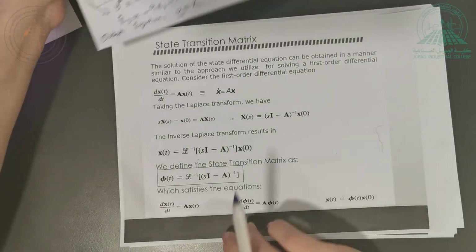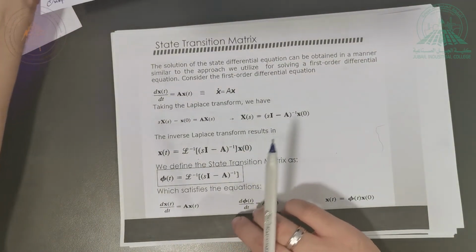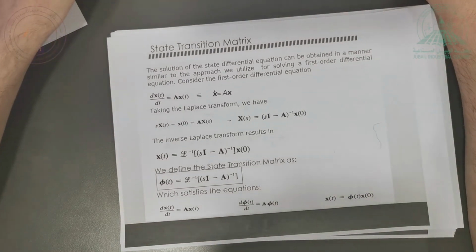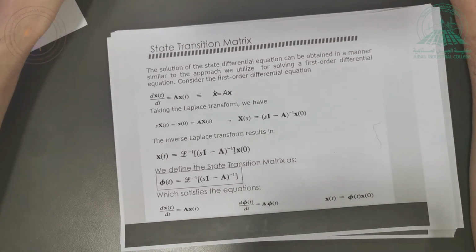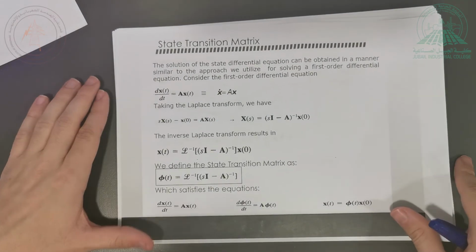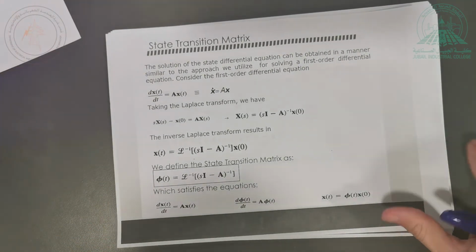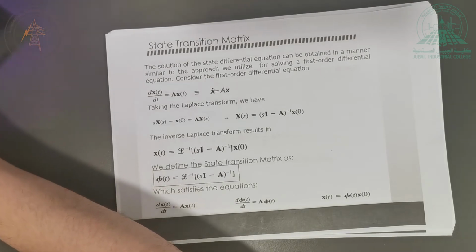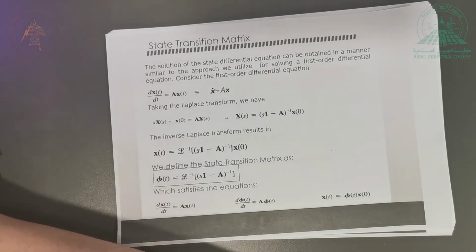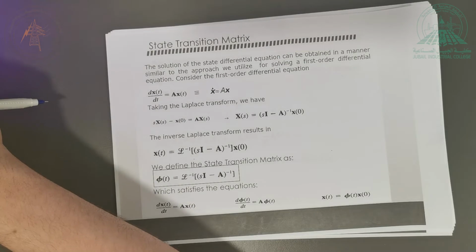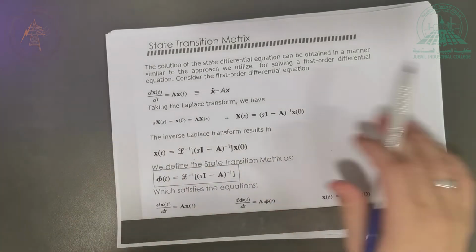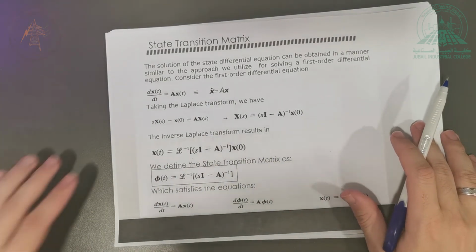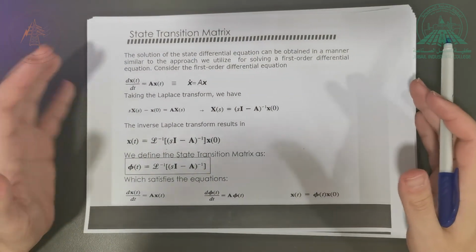Now let's move to the next topic of this lecture, which is very, very important. It's called the state transition matrix. Remember, we said that the definition of a state is the variables in the system that, by knowing them, I can predict the whole state of the circuit at any point in the future.